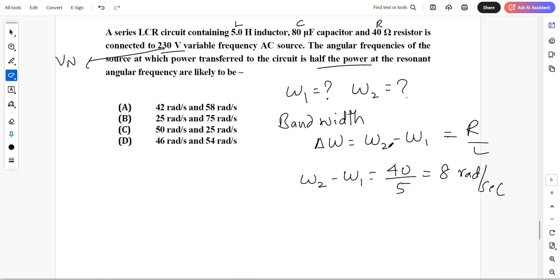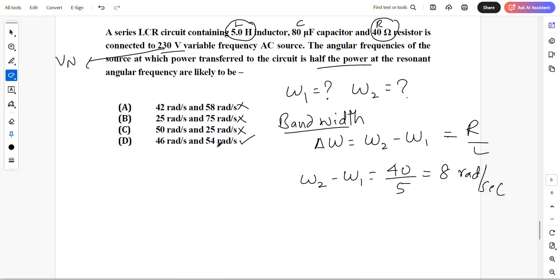The difference of the half power frequencies is called bandwidth. Omega 2 minus omega 1 is equal to R by L. R is given here as 40 ohm and L is 5 Henry. Now you see the difference, and you can calculate omega 1 and omega 2. The difference should be 8 radians per second. Is it possible here? No, it is not possible. Is it possible here, difference 18? No, not possible. Here 25 is coming. No. See here, 46 and 54, 54 minus 46 is how much?